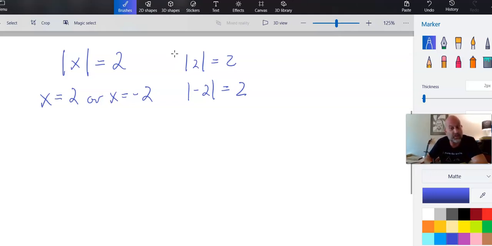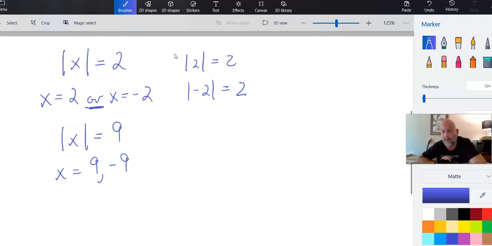So let's expand this a little bit. If I look at the absolute value of x is equal to 9, what that means is x could be positive 9 or negative 9. Now, when you list things with a comma like that, it's understood to be an or statement.